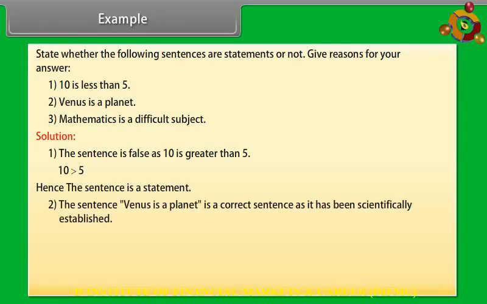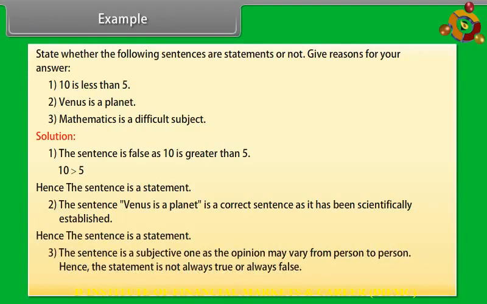The sentence, Venus is a planet, is a correct sentence as it has been scientifically established. Hence, the sentence is a statement. The sentence, Mathematics is a difficult subject, is a subjective one as the opinion may vary from person to person. Hence, the statement is not always true or always false. Hence, the sentence is not a statement.